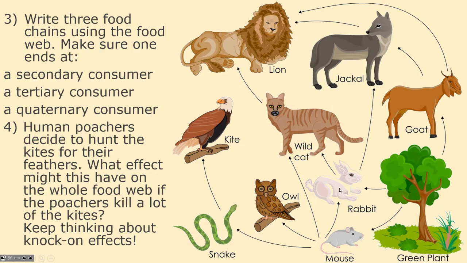The wildcats and the rabbits eat mice. Rabbits occasionally eat mice. The wildcats eat quite a few mice. So we might start to see the numbers of wildcats go down. If the numbers of rabbits have gone down, the number of jackals might go down as well. And if the number of jackals and wildcats go down, we might see the number of lions go down. So just by affecting this one part of the food web, there's this massive knock-on effect to all these other creatures.